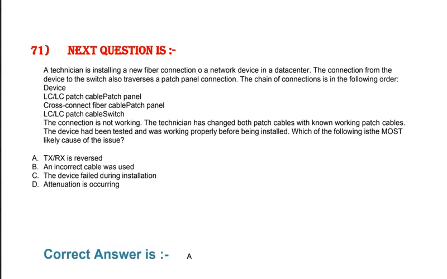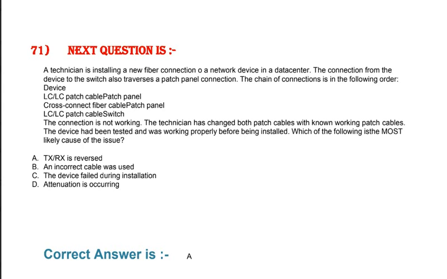Question is, a technician is installing a new fiber connection to a network device in a data center. The connection from the device to the switch also traverses a patch panel connection. The chain of the connections is in the following order: device, LC/LC patch cable, patch panel, cross connect fiber cable, patch panel, LC/LC patch cable, switch. The connection is not working.